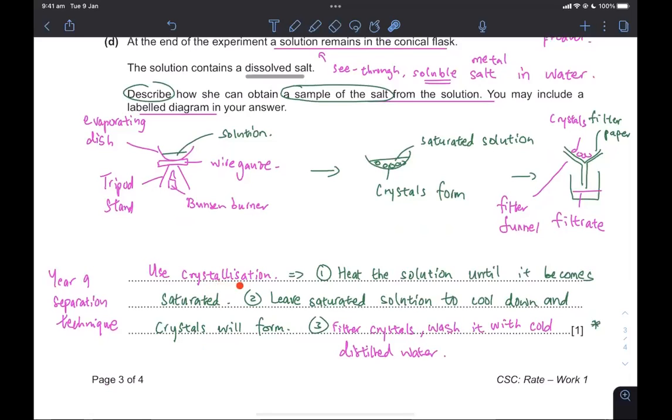You need crystallization. Describe means you cannot just write one word. If you write one word, you get 0 mark. Describe, you've got to talk about the process. For 1 mark, you don't really have to draw the diagram, but if you draw the diagram, you don't really have to describe so much. Because crystallization: heat until saturated. You don't heat until it's dry, you heat until it's saturated. When you leave it to cool, the crystal will come out. Crystal is solid, solution is solution, so you can filter now the solid.